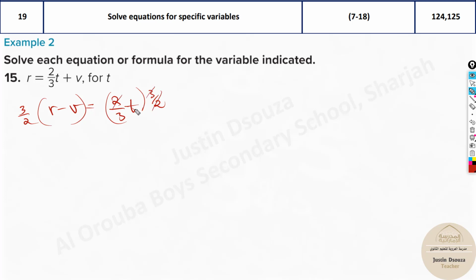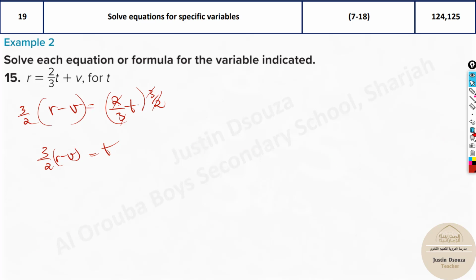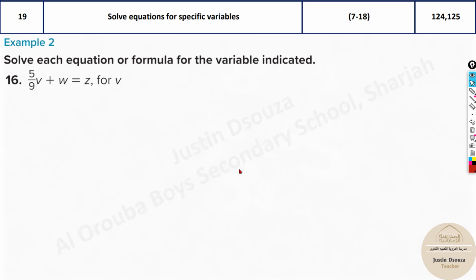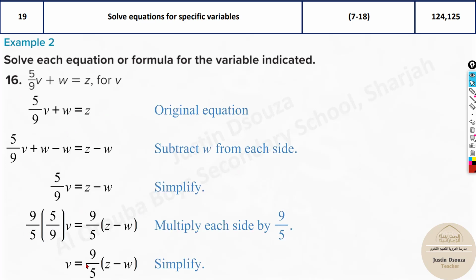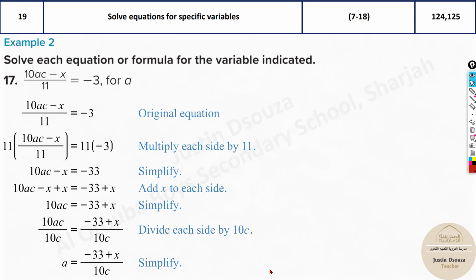Now here this 2 cancels, 3 cancels. You will have 3 by 2 into r minus v equals t. So this might be the answer, or let's see how it's written. Yeah, that's the answer. So this is it. Very easy, isn't it? So please do solve the other problems by yourself and then check for the answers. Don't just jump to the answers. And over here, this is the answer over here.